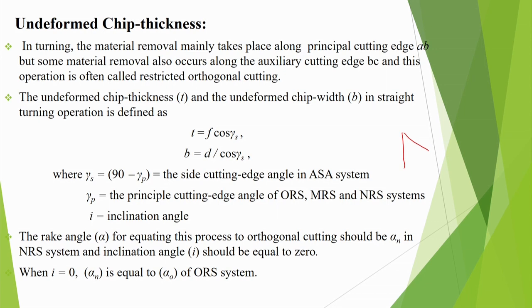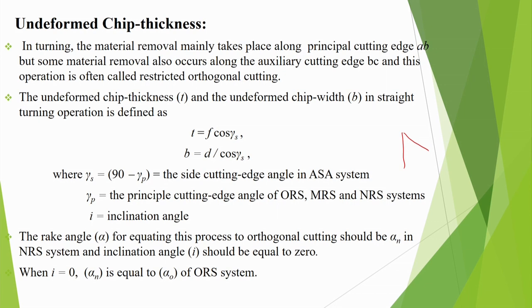So that is why this formula, you should always remember that T is equal to F cos gamma S and B is equal to D by cos gamma S, where gamma S is equal to 90 minus gamma P, that is side cutting edge angle in SA system, you can say gamma S, and otherwise gamma P is the principal cutting edge angle of ORS, MRS and NRS system, orthogonal rake system, maximum rake system and normal rake system.